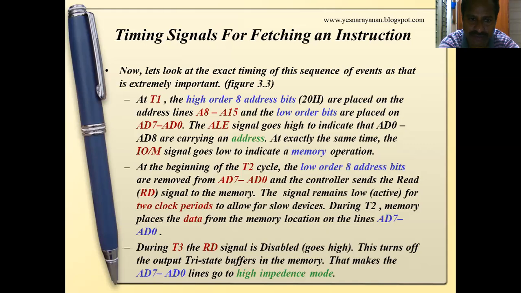During T2, memory places the data from the memory location on the lines AD0 to AD7. During T3, the read bar signal is disabled, goes high. This turns off the output tri-state buffer in the memory. That makes the AD0 to AD7 lines go to high impedance mode.